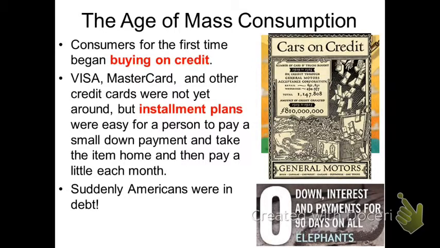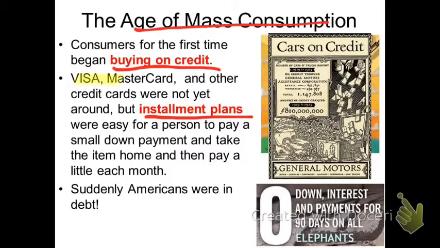Let's continue. We have a couple more slides and we finish this little section. We're already pushing the boundaries of time. We'll continue with the age of mass consumption. Consumers are buying for the first time on credit. Walk in to a store, buy a car, buy some big ticket item. Of course, we're not talking about a pack of gum, but a washing machine, a vacuum cleaner, a refrigerator, and you would buy it on the installment plan.